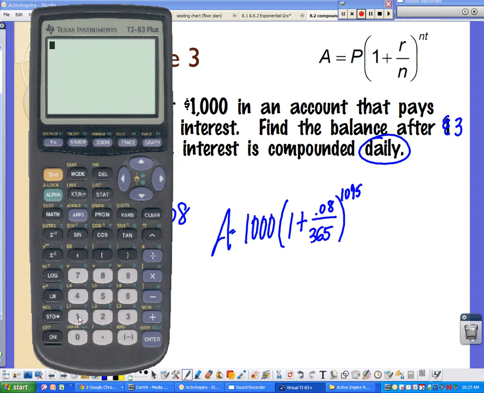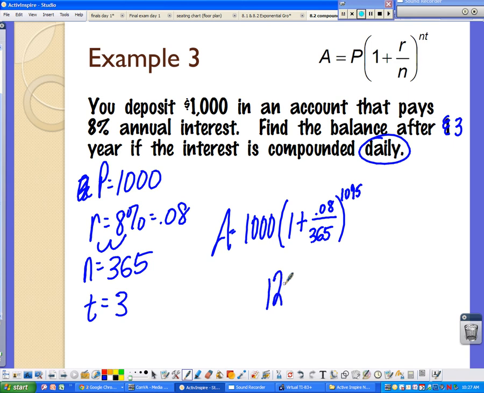So let's start over. 1,000 parenthesis 1 plus 0.08 divided by 365. Raise it to the 1,095 power. Okay, because remember, we changed the years to 3, so 365 times 3. And so then we get $1,271.22.